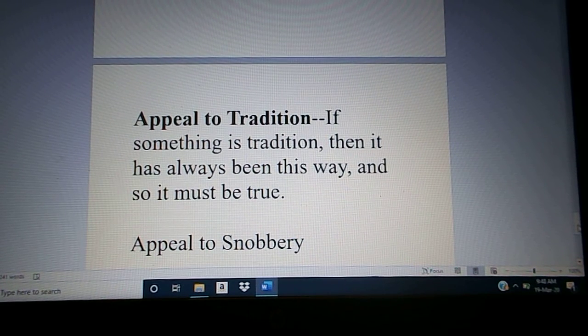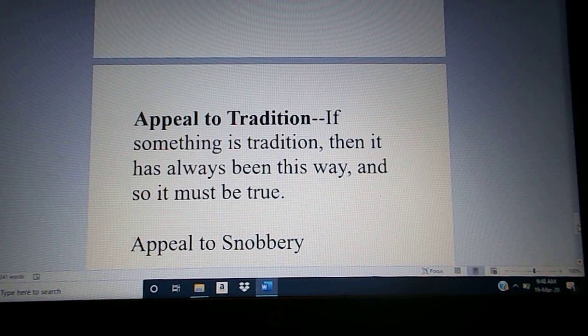We have another one which is called an appeal to tradition, which basically says if something is tradition, it's always been that way, and so it must continue to be that way. But this is always a fallacy. Appeal to tradition will always be a fallacy. Just because we've always done something doesn't necessarily mean that we should always continue to do it.